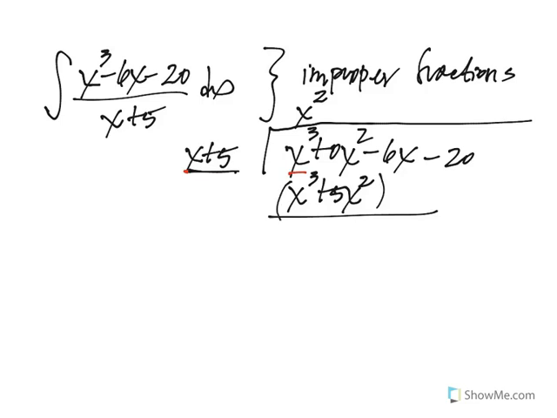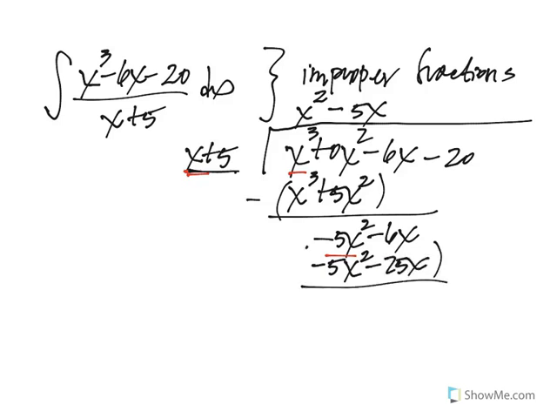And then just like we did in long division with numbers, I subtract. X cubed minus x cubed, no more x cubed. 0x squared minus 5x squared is negative 5x squared. And then I want to bring down the 6x. And then I do it again. I look at the first term and the first term. Looks like I need to multiply that by negative 5x. This will give me a negative 5x squared minus 25x.